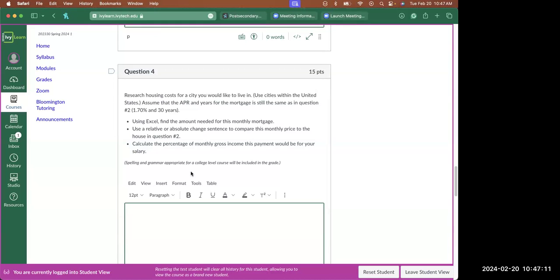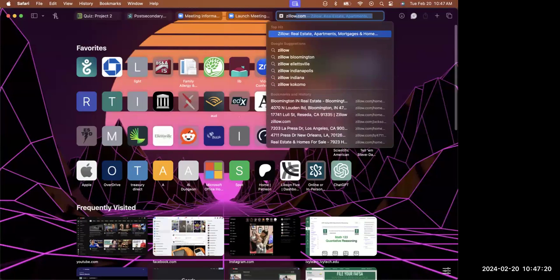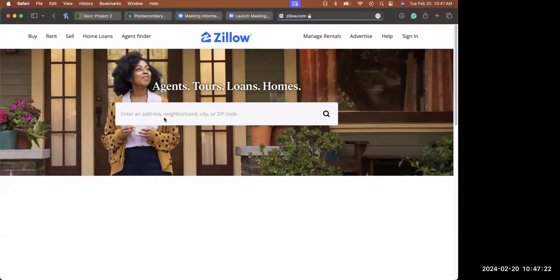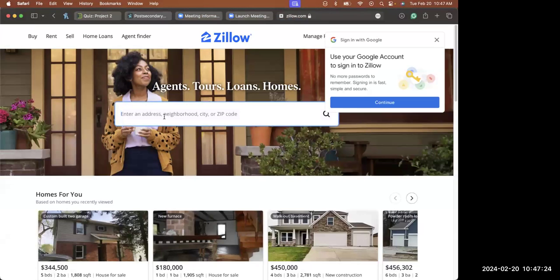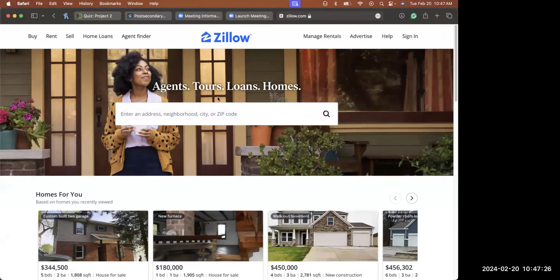It says research a city you would like to live in. So I have to pick a city that I want to live in, and I have to find housing prices. So where can I find housing prices? I'm just going to go to Zillow. It's good enough for me. If it's good enough for you, it's good enough for me.